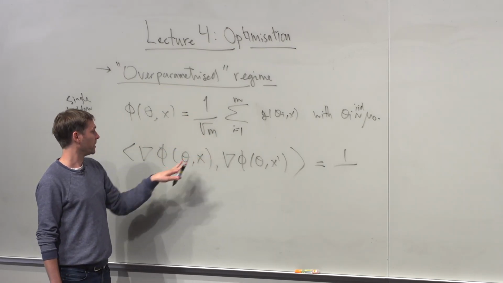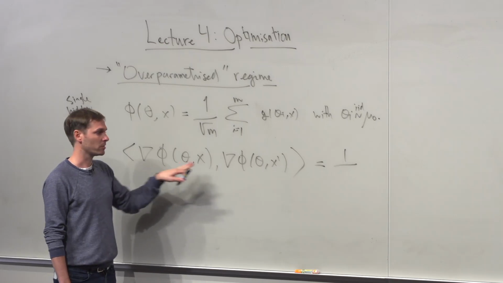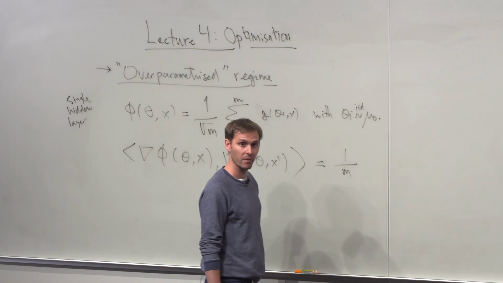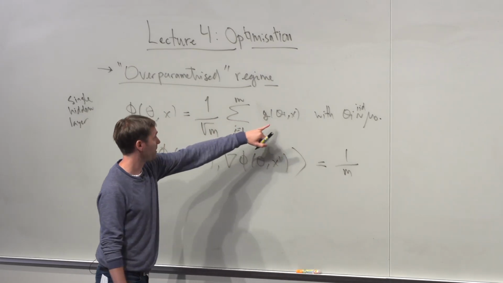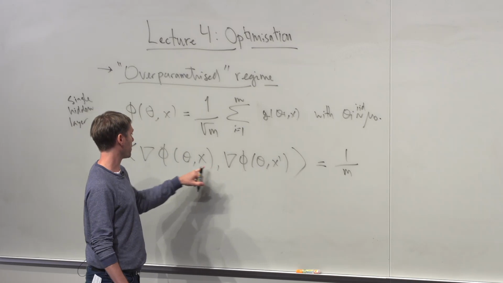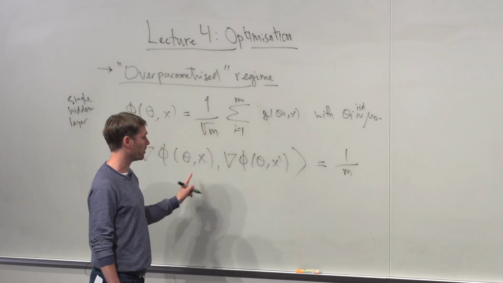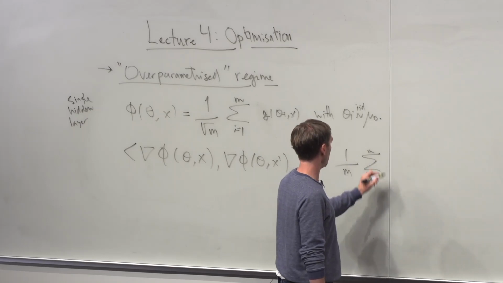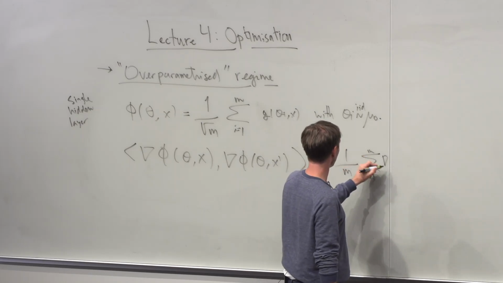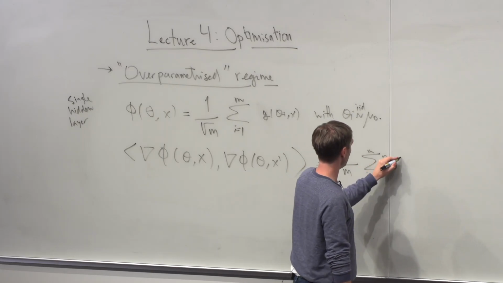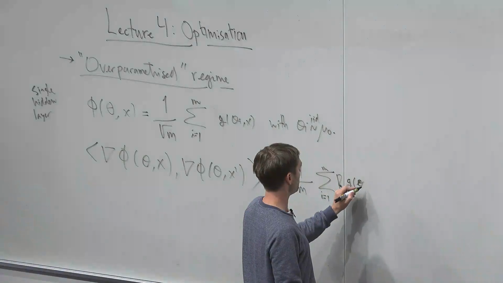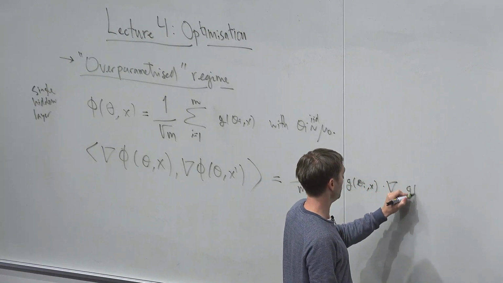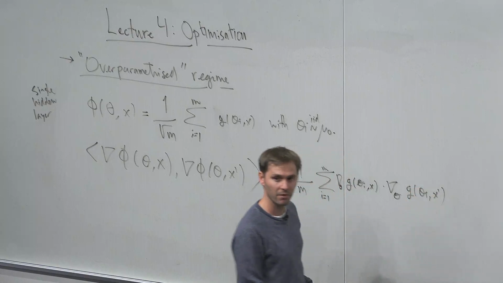By linearity, it would also be in this term. So what do I get here? I get 1 over m. And because I have a different parameter for every term, in the Jacobian it's going to be its own coordinate. So when I do the dot product, I get a sum from i equals 1 to m of the Jacobian of this little function with respect to its own parameter, of g of theta_i x, times the Jacobian with respect to the same parameter of g of theta_i x prime. Everyone sees that?